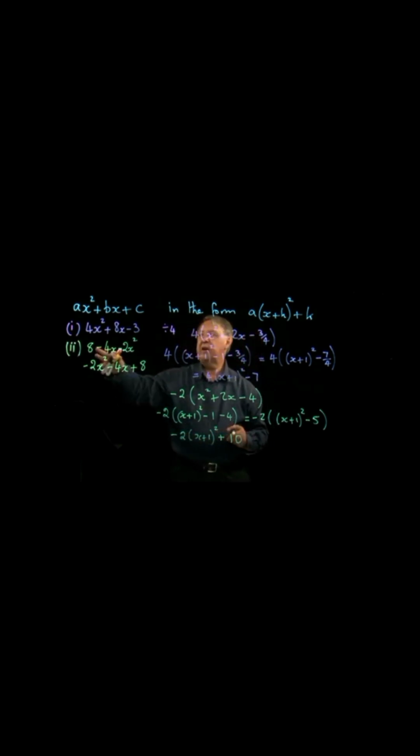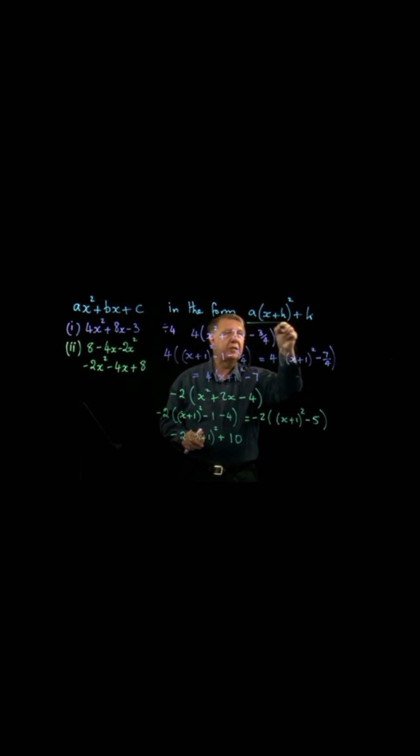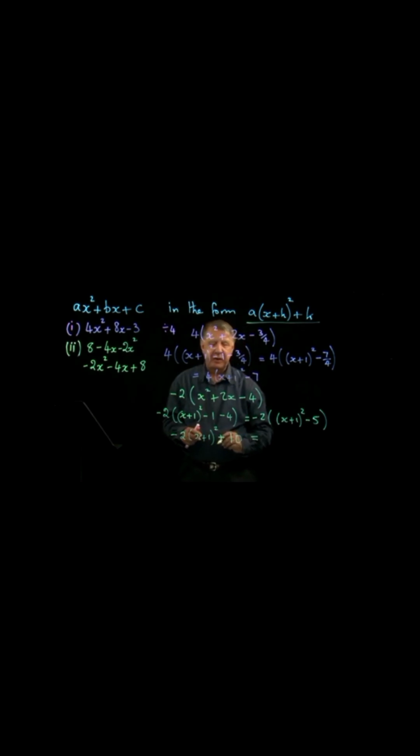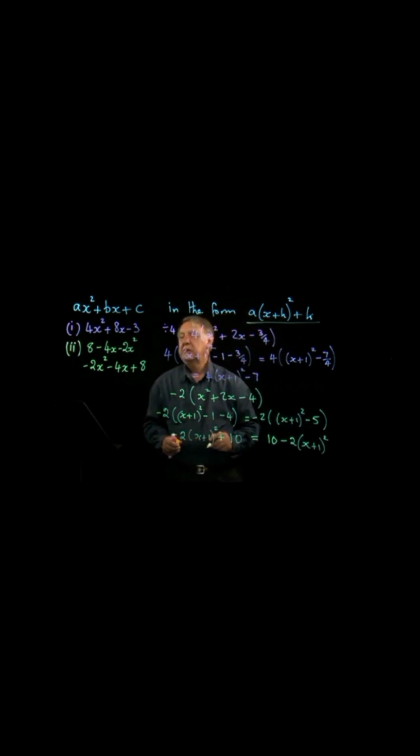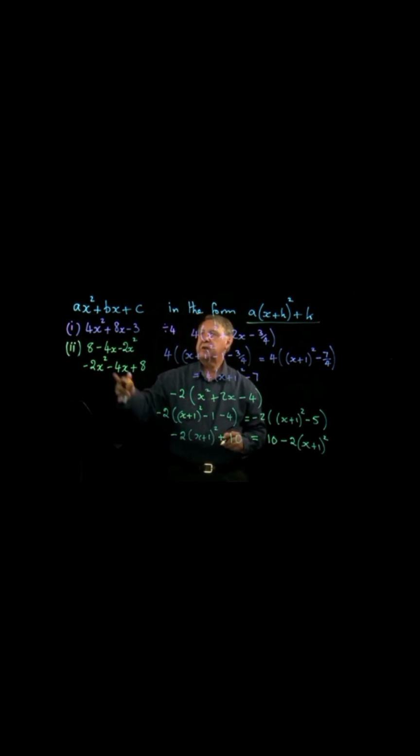And so I have now written this one in the form a(x plus h) squared plus k. And this time a is negative. And in fact, if we wanted it to look a bit nicer, we would actually write this one the other way round. So we'd actually write this as 10 take away twice (x plus 1) squared. So those are the skills then that you need to ensure you master pretty quickly to cope with any quadratic function. So we've now completed the square for the general quadratic function.